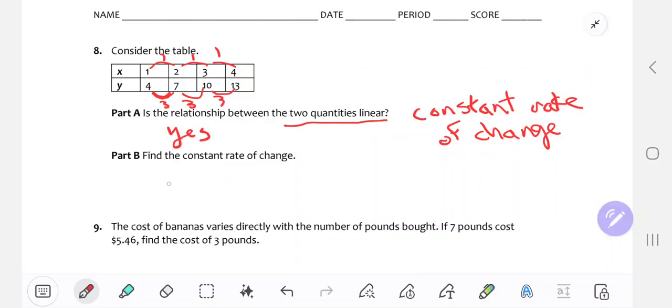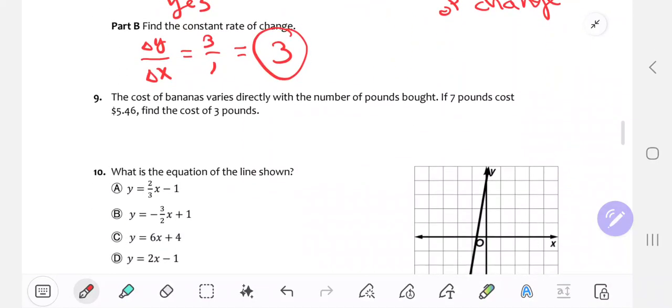Find the constant rate of change. Well, we would do the rise, or the change in y, over the change in x, which is going to be 3 over 1, so that equals 3. All right, constant rate of change. Now, we got this one. The cost of bananas varies directly. That means it's proportional. Remember, the first one listed is y. So y varies directly with the number of pounds, so that would be x. If 7 pounds costs $5.46, find the cost of 3 pounds.